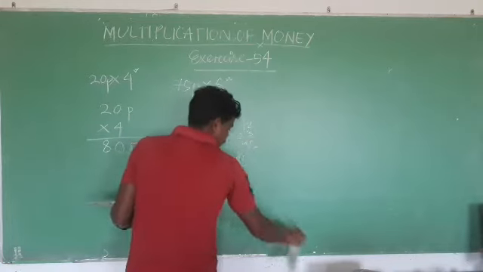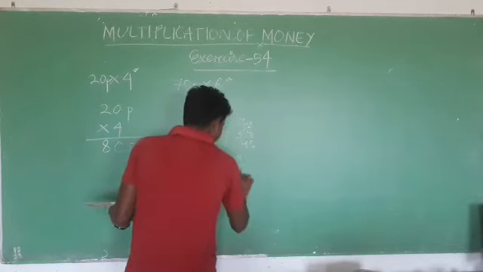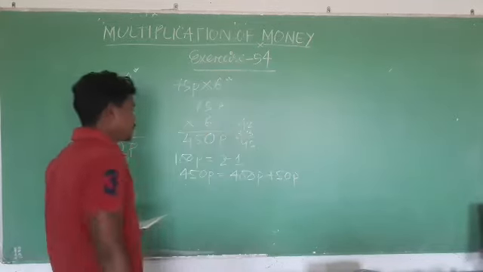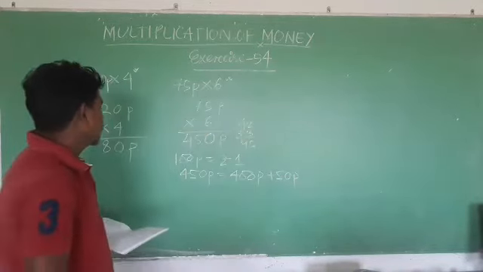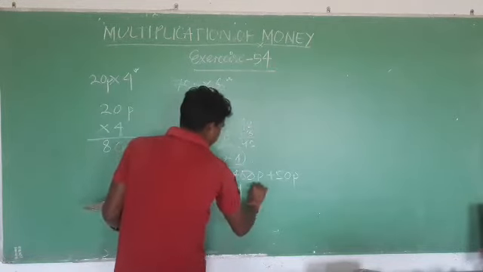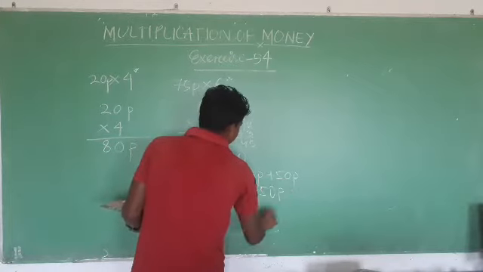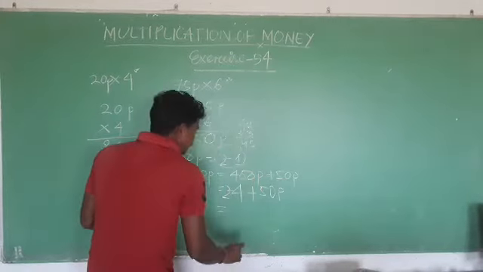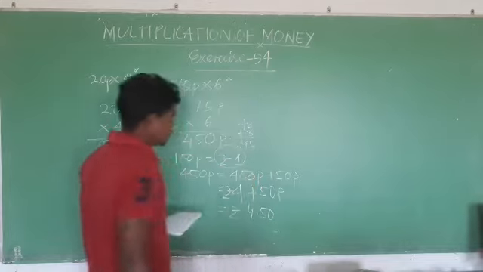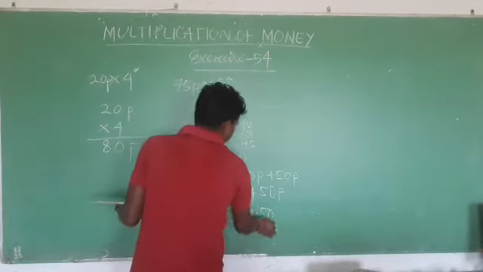Write it like this. We can write 400 paisa plus 50 paisa, right? 400 paisa plus 50 paisa. Since 100 paisa is equal to 1 rupee, 400 paisa is equal to how many rupees? 4 rupees, right? That is equal to 4 rupees plus 50 paisa. And now putting the point, we can write this as rupees 4.50, okay? That is 4.50. So this will be the answer.